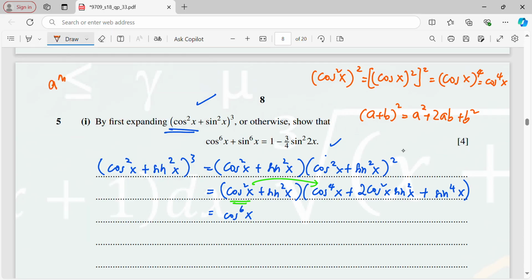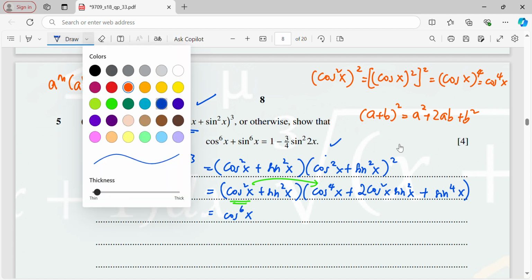A power m times a power n is a to the power of m plus n. Cos square x is the square of cos x, and cos degree 4x is degree 4 of cos x. Since both bases are cos x, we just add the degrees. So 2 plus 4 becomes 6. So that is the explanation.